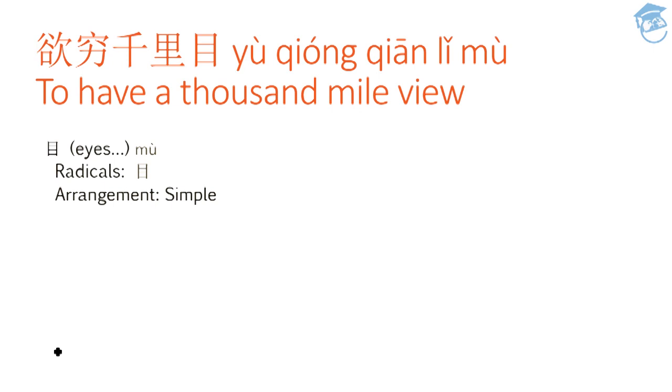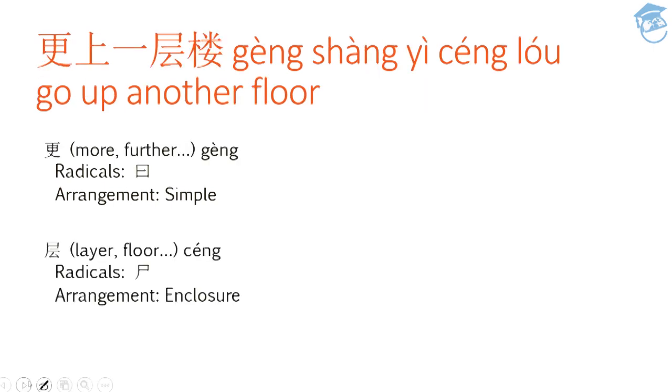Okay, so 欲 is like wanting. 穷, it has the meaning of end. So if you really want to further your view to the 1,000 mile, okay, because as you are going further, you are going to the end, right? So this has such a meaning. So 欲穷千里目 is like if you want to have a 1,000 mile view. Okay, so let's go to the next verse and see what he suggests.